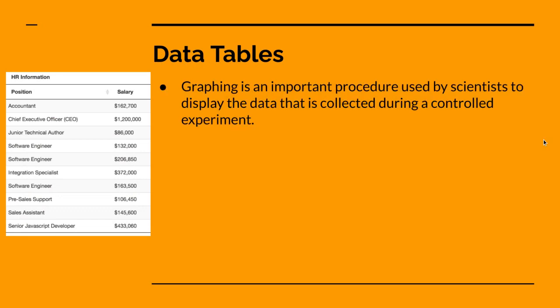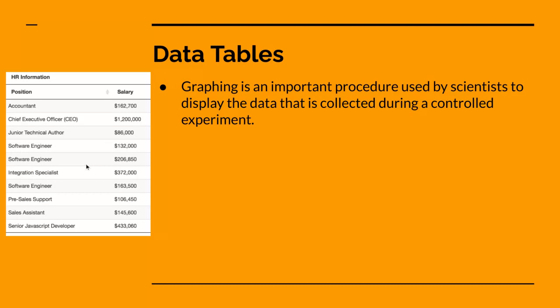Okay, so data table. Remember, graphing is an important procedure, not just used by scientists, but by most other people. Like this picture on the side here, HR information. This is a little snippet of a contract that is more or less just a data table. You have your position and the salary. Depending upon the position, it'll change your salary. Obviously you want to be the CEO of whatever this company is, so you can make that $1.2 million, right?